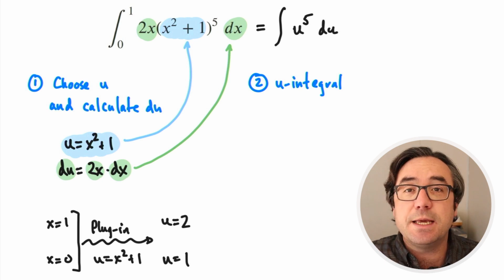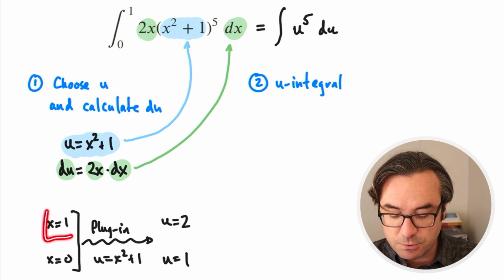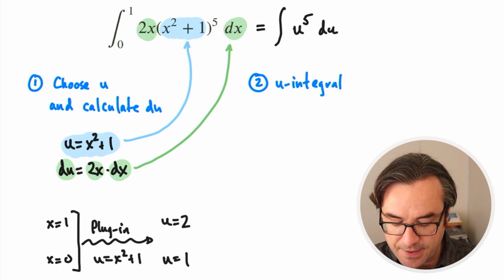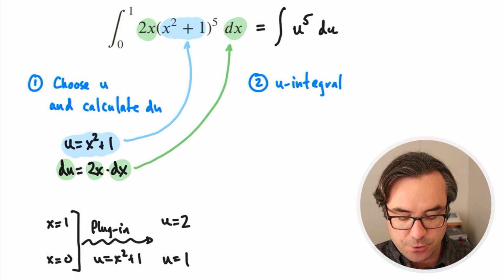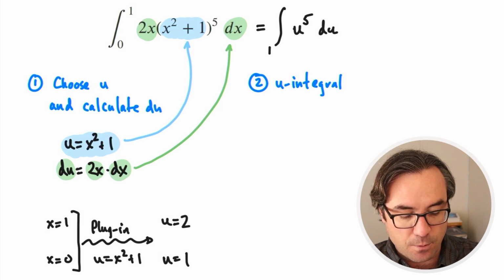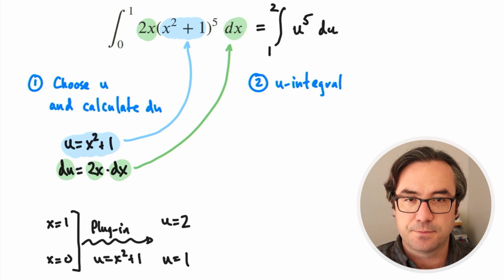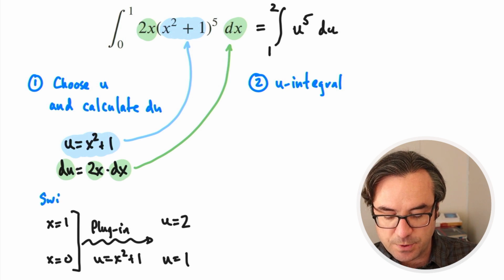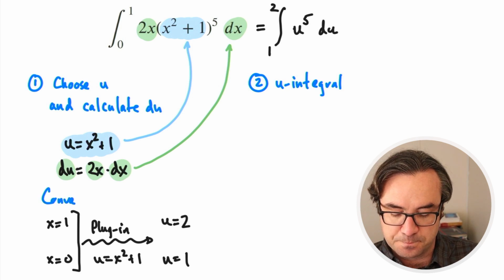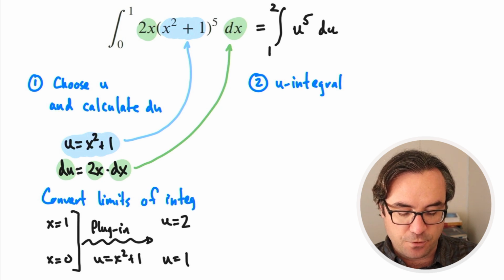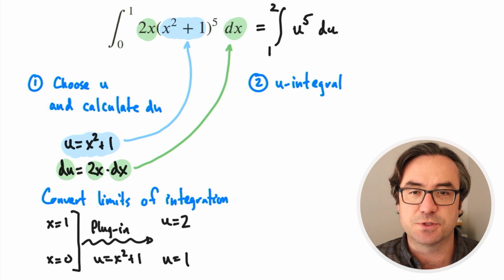When we do this, we just want to keep the order the same. So x equals 1 was the upper limit, so u equals 2 is going to be our new upper limit. And x equals 0 was our lower limit, so u equals 1 is going to be our new lower limit. So we're going to go from 1 to 2 here. This is the new part: we're switching over our limits of integration from x's into u's.